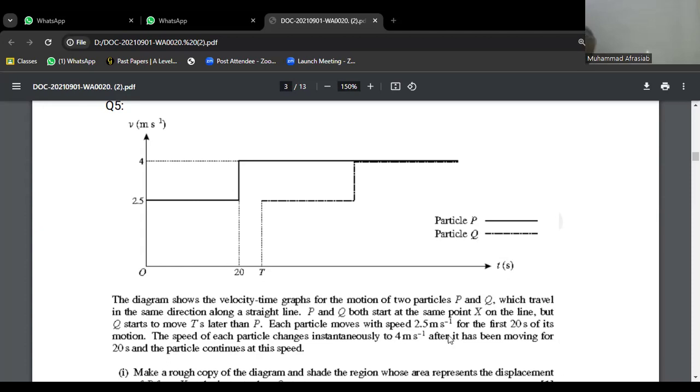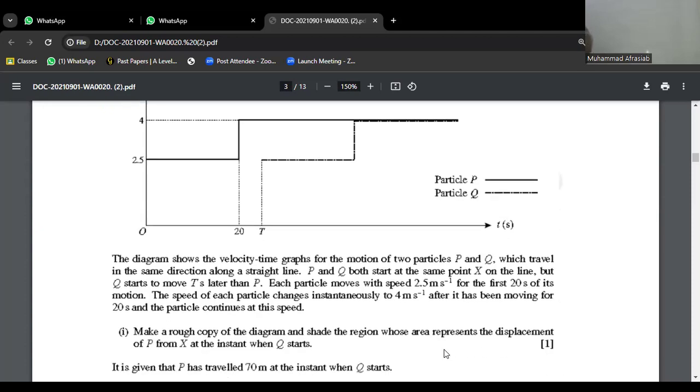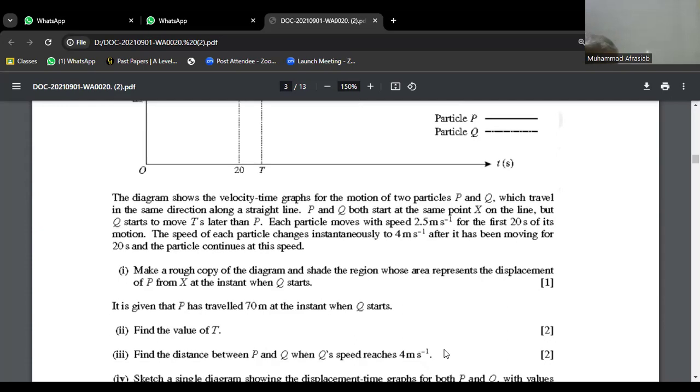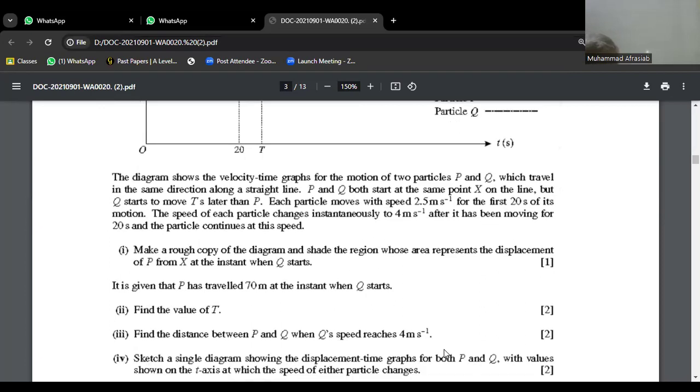Part 1. Make a rough copy of this diagram, and shade the region which represents the displacement of P from X at the point when Q starts. It is given that P has traveled 70 meters at that instant when Q starts. Find the value of t. Then find the distance between P and Q when Q's speed reaches 4 meters per second.